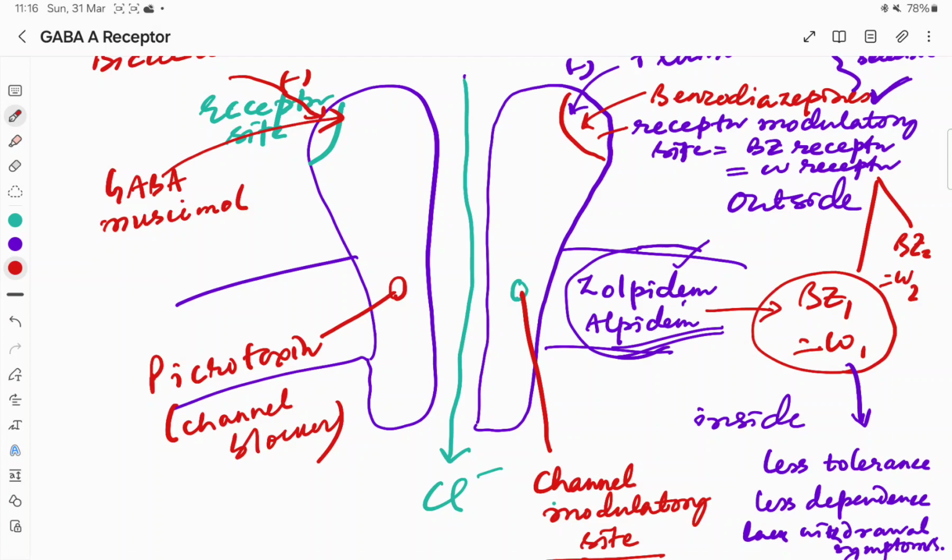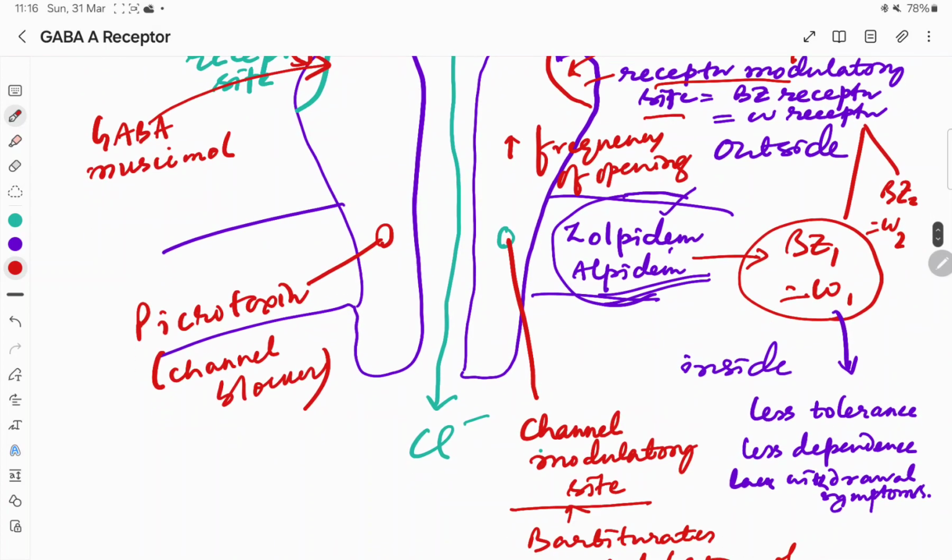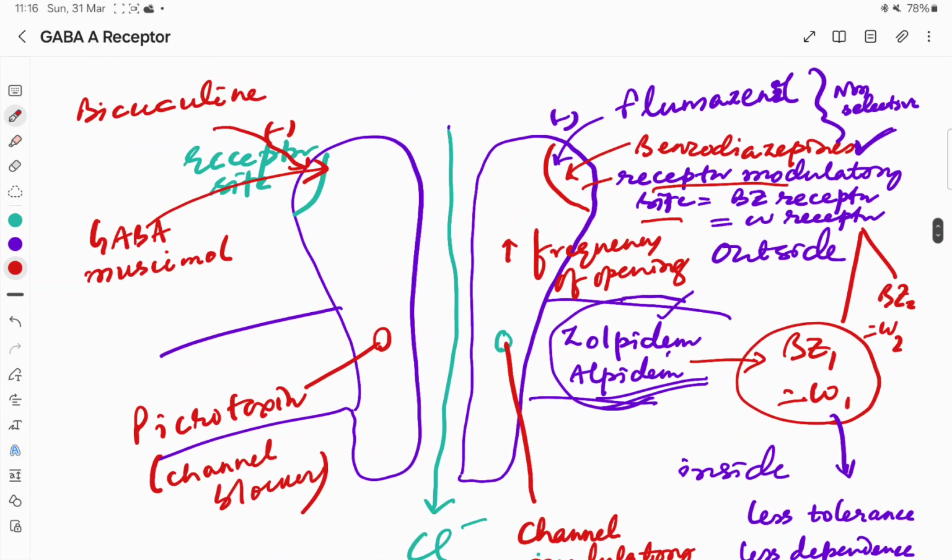And there is a difference between the receptor modulatory site and the channel modulatory site. Benzodiazepines, when they act on the receptor modulatory site, increase the frequency of opening of the chloride channel. By increasing the frequency of opening of the chloride channel, they produce hyperpolarization. And because of this hyperpolarization, they show all these actions: sedative hypnotic action, anxiolytic action, muscle relaxant action, anticonvulsant action.